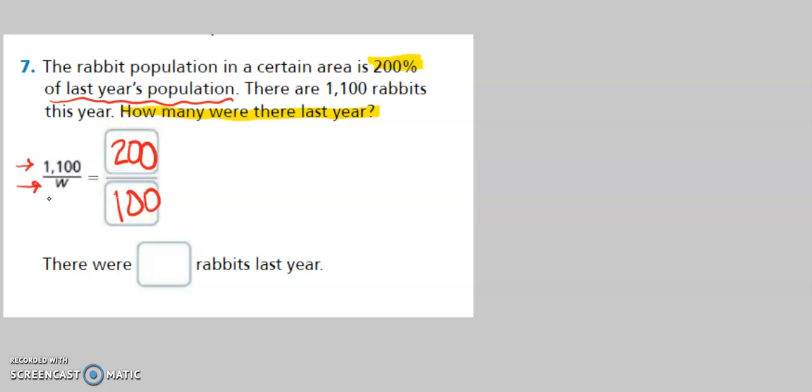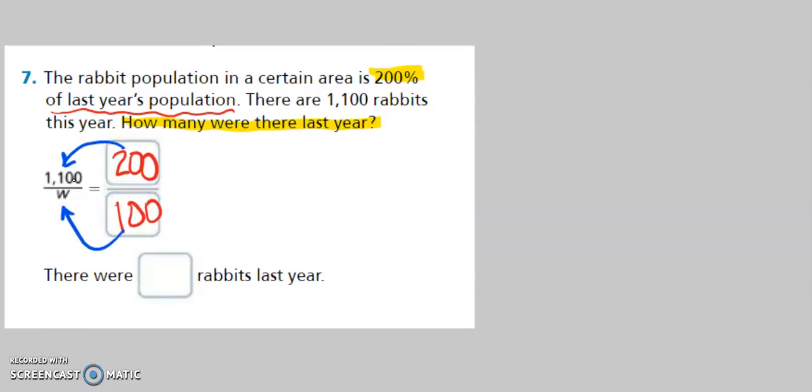So we need to solve this proportion. I drew an arrow towards what I don't know. One way to solve this proportion is using the scale factor method. So 200 times something is 1,100, so I'm going to divide to find that something. So the scale factor is 5.5.